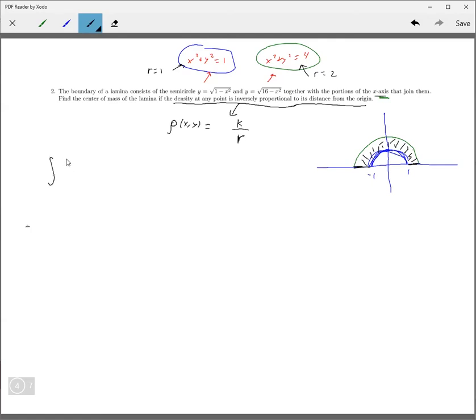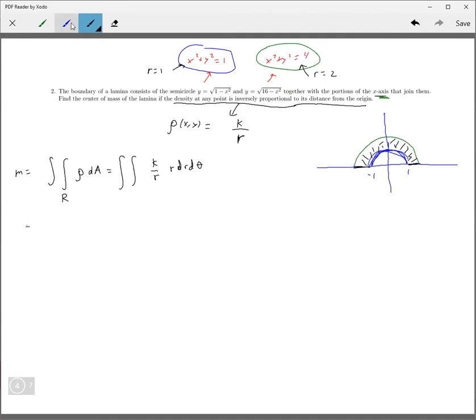Okay, so let's go ahead and set the integral up. We're integrating over a region, and we've got a rho. First of all, we want to find the mass, so rho dA. Rho is k over r, and dA is r dr d theta. I do the easy part. So what are the limits on r? Anybody want to take a guess?